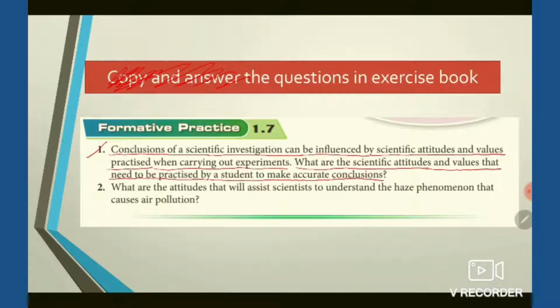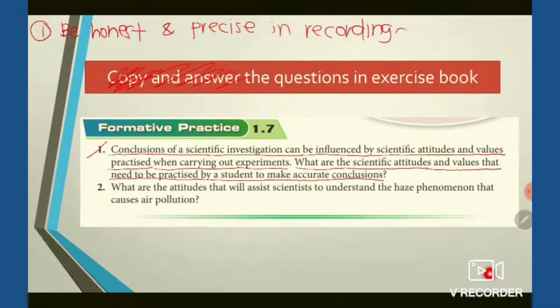So, for the first one, no need to copy in your notebook, okay? We just discuss. Be honest, of course. Make it simple. Be honest, and precise in recording data, and have a positive attitude.